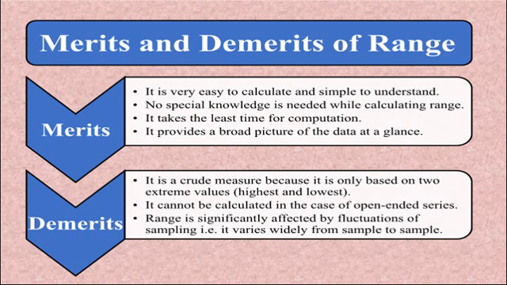Demerits. It is a crude measure because it is only based on two extreme values, highest and lowest. Second one is it cannot be calculated in the case of open-ended series. Last one is range is significantly affected by fluctuations of sampling, that is, it varies widely from sample to sample.